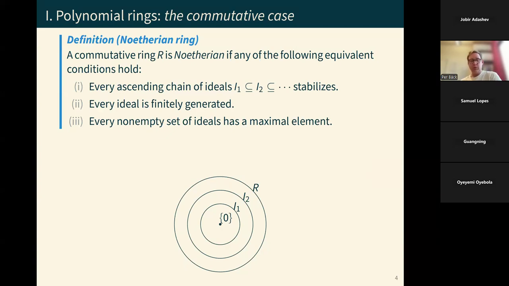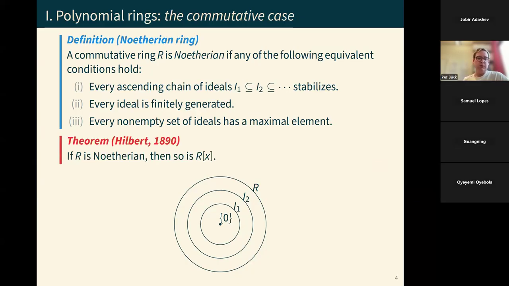Okay, so this is the definition of a Noetherian ring. And Hilbert then proved that if the base ring R is Noetherian, then you can also lift this to the polynomial ring. So this is the classical Hilbert's basis theorem from 1890.